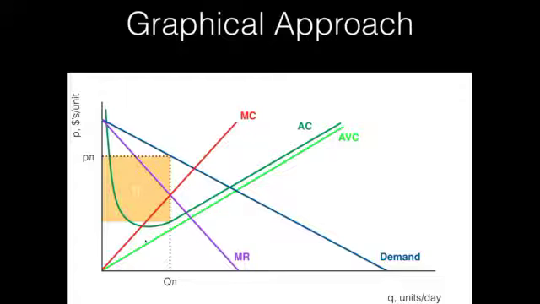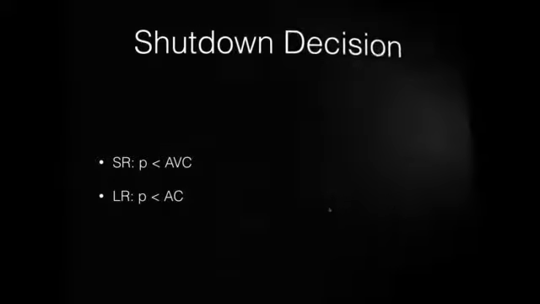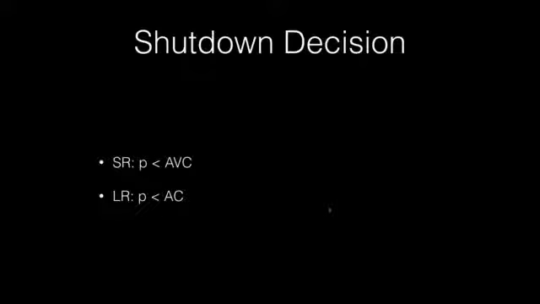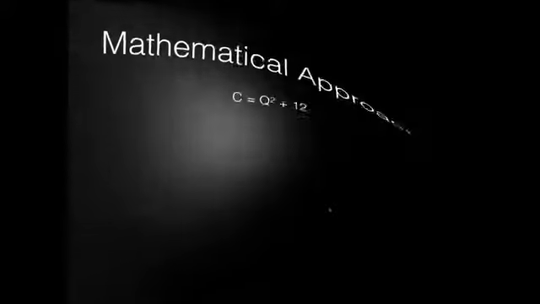So if I take total revenue and subtract total cost, that gives us the profits for the monopolist. The shutdown decision is exactly the same as in perfect competition. If price is less than average variable cost, you shut down, and that's for the short run. And in the long run, if price is below average cost, then you shut down.